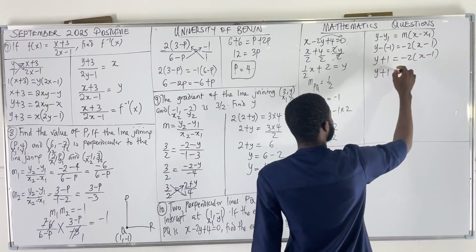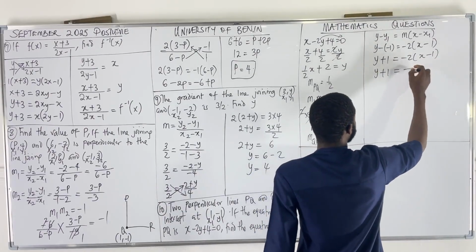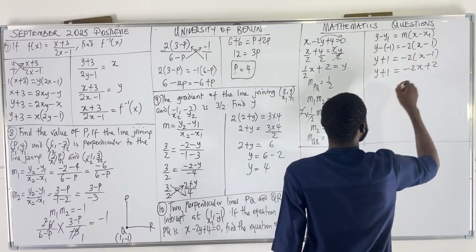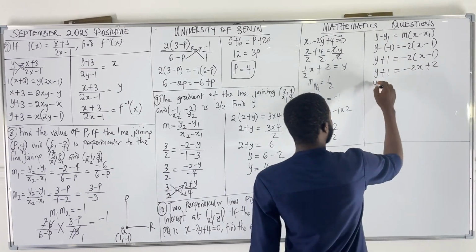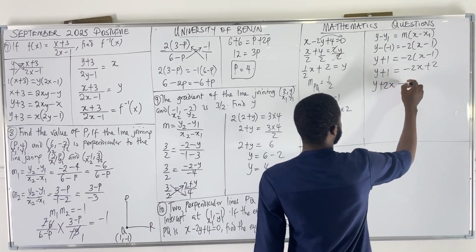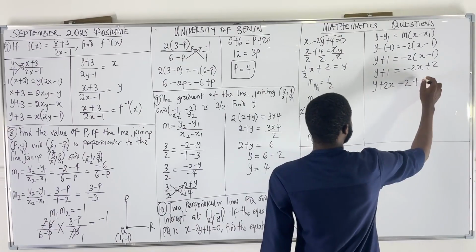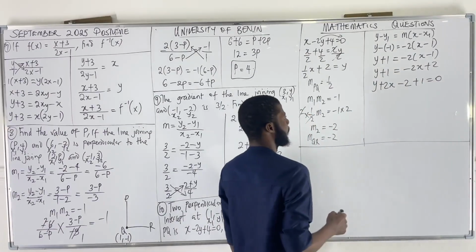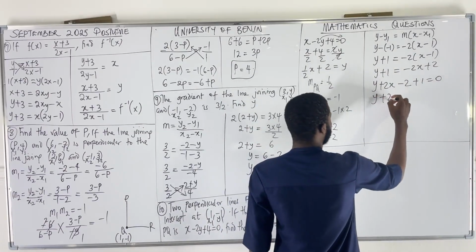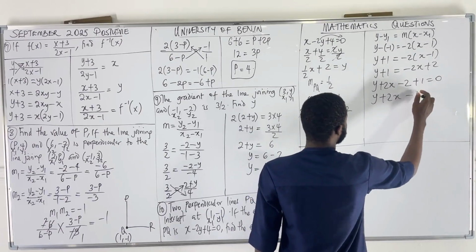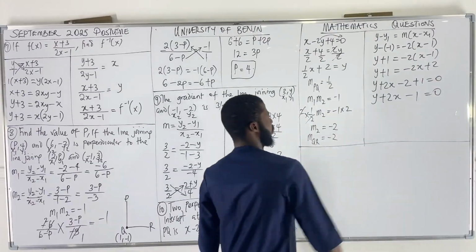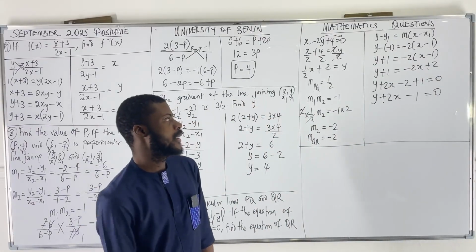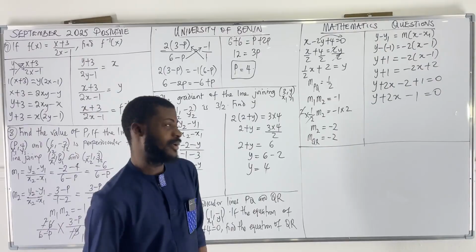So this is y plus 1. When you open up the bracket here, this will be minus 2x plus 2. So now pick every single thing to this other side. This will be y plus 2x minus 2 and then plus 1 equal to 0. So this will be y plus 2x minus 2 plus 1 is minus 1 equal to 0. So that will be the equation you are looking for.